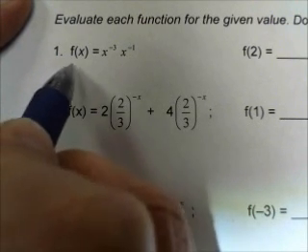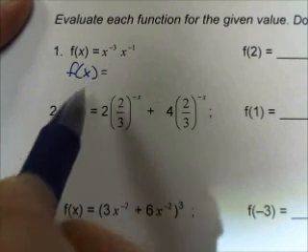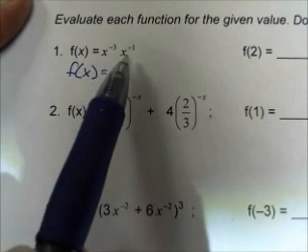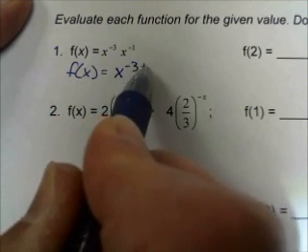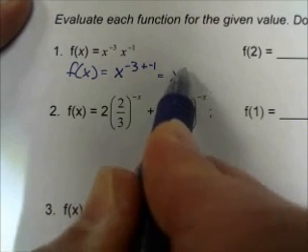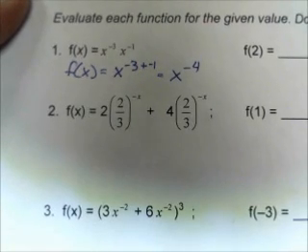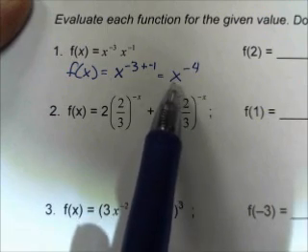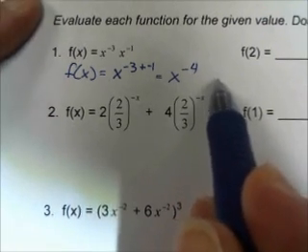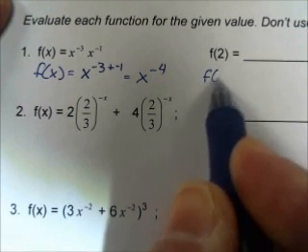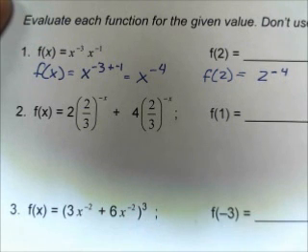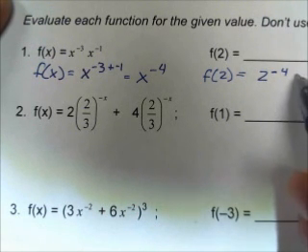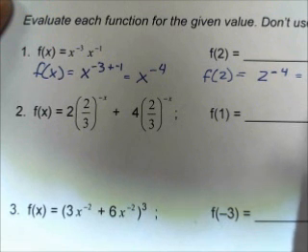That's one approach. F of x equals, what's x to the negative 3 times x to the negative 1? It would be x to the negative 3 plus negative 1, or x to the negative 4. And now we could put in 2. So f of 2 would equal 2 to the negative 4, which is 1 over 2 to the positive 4, which is 1/16.